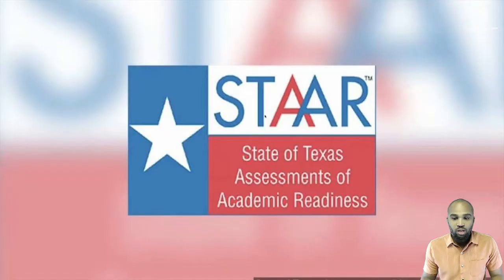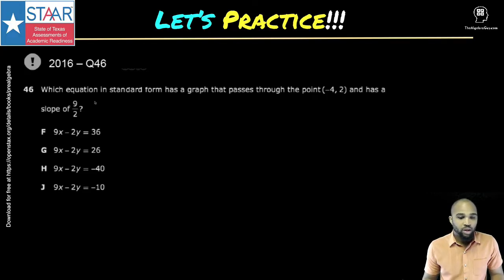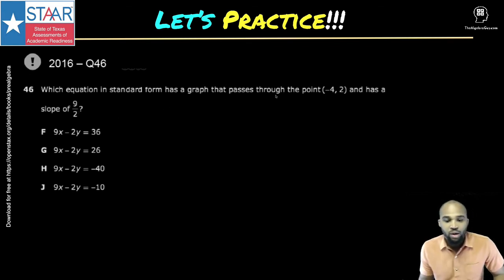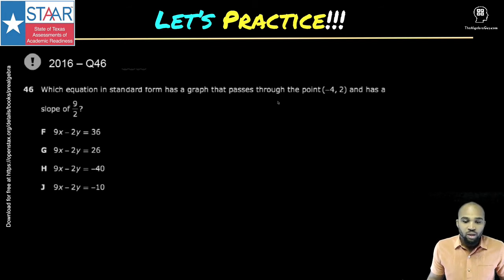So let's go to our next problem. STAAR practice problem. What did it look like on the STAAR test? Let's get to it. Which equation in standard form has a graph that passes through the point (-4, 2) and has a slope of 9/2? See, they love to give you standard form.